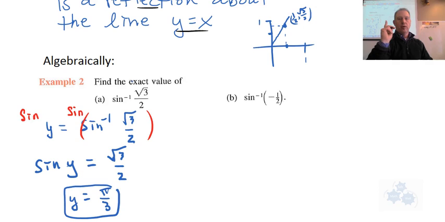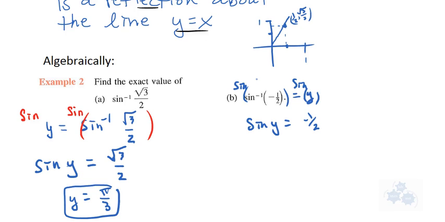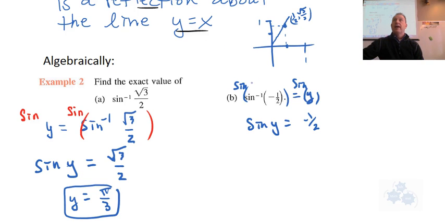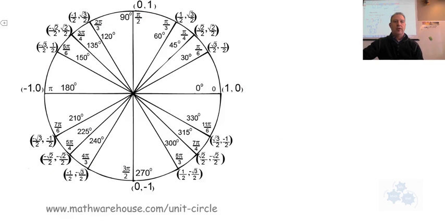Okay? So why don't you guys do that one? Why don't you guys do B? Take a moment to do B and see if you can figure out what that is. Okay, so as you move through this one, you want to take the sine of both sides. And what do we have here? What angle on the unit circle would give us a value of negative 1/2? And again, it's got to be between here and up there, right?